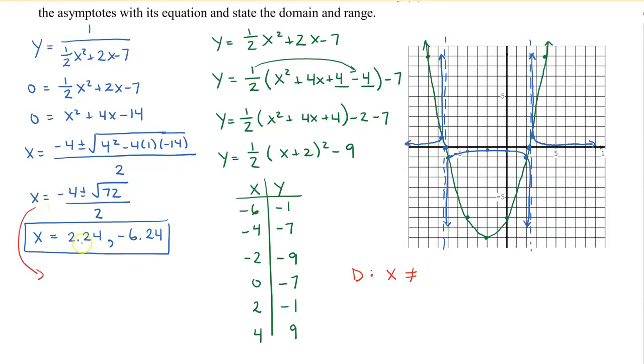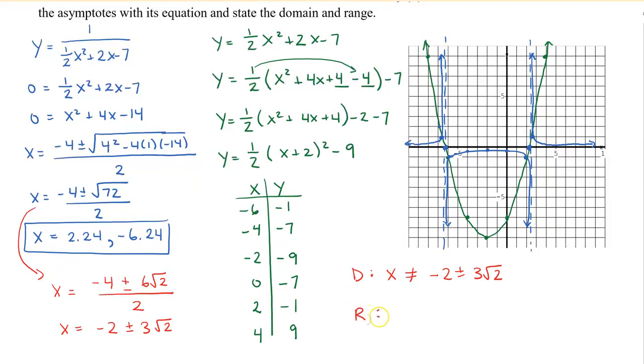Now if I want, I can actually get the exact value. So let's simplify this. So this will be -4, and then plus or minus 6√2 over 2. And then x equals -2 plus or minus 3√2. So if you want, you can actually write this as x cannot equal -2 plus or minus 3√2 if you want the exact values.